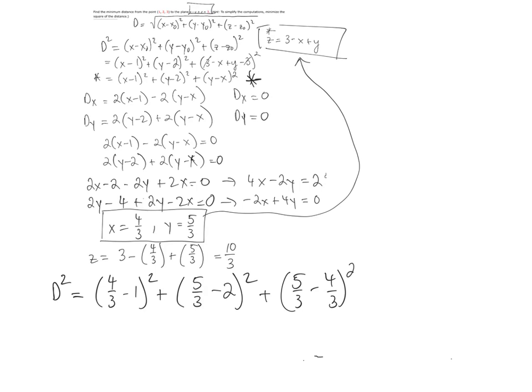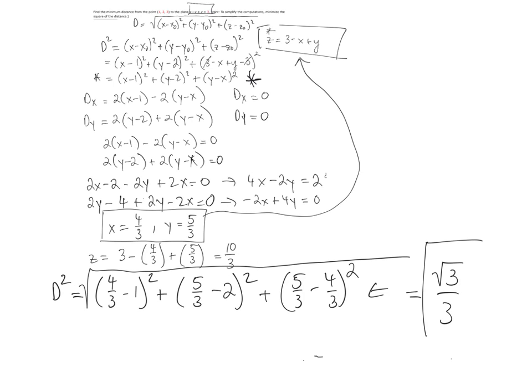So after you get these answers, you can go ahead and take the square root to find the actual distance. You will get root 3 over 3. So this is your actual answer. This is your minimum distance from the point (1, 2, 3) to the plane x - y + z = 3.